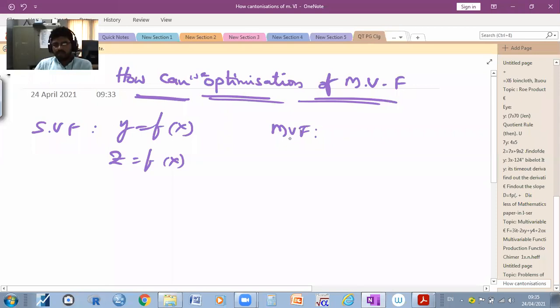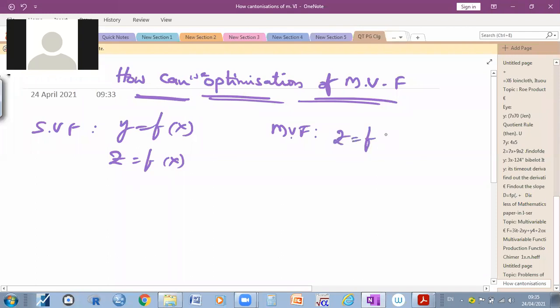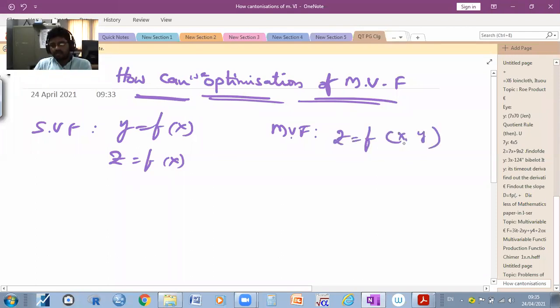For example, a multivariable function refers to the relationship between one dependent variable and more than one independent variable. For example, z is equal to f of x and y. There are two independent variables, therefore it is called a multivariable function. For example, if you take q is equal to f of x, y, z also, there are more than two independent variables, nothing but more than one independent variable, nothing but multivariable. So this is a multivariable function.